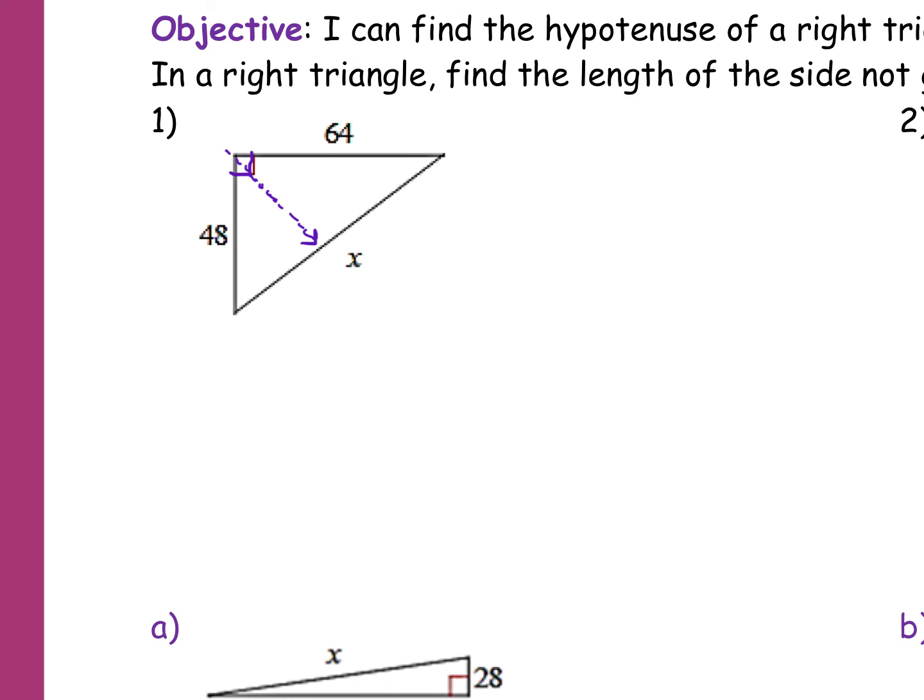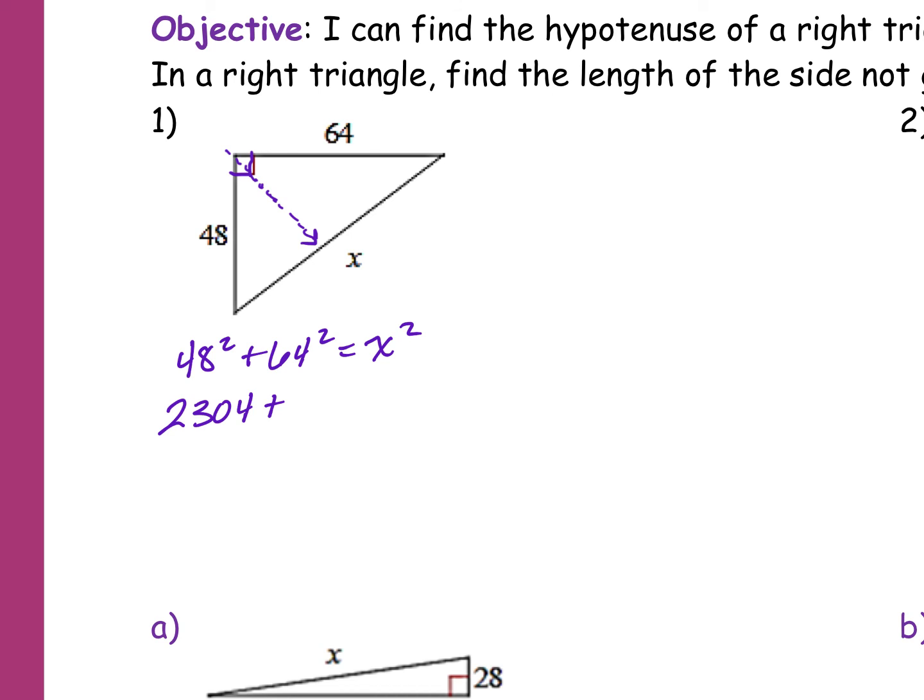Does that make sense? So that means I have 48 squared plus 64 squared equals x squared. Oh, okay. It's still a squared plus b squared equals c squared. Don't freak out. 48 times 48 is 2304.